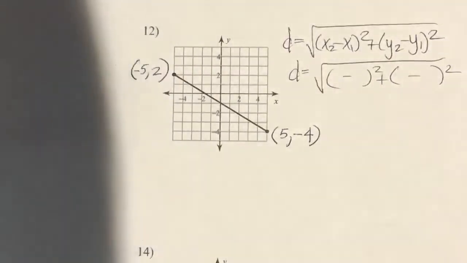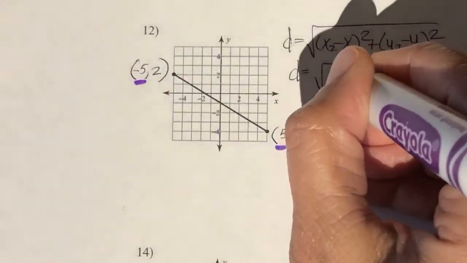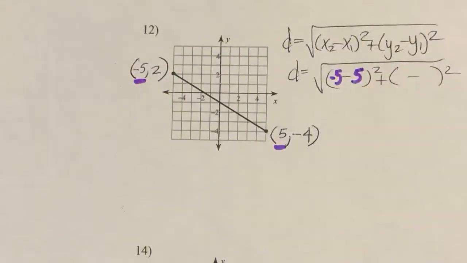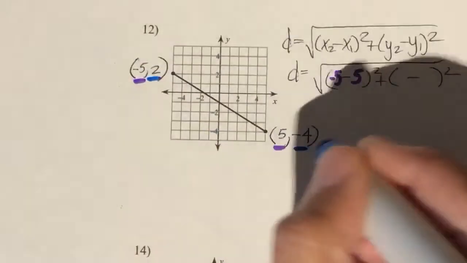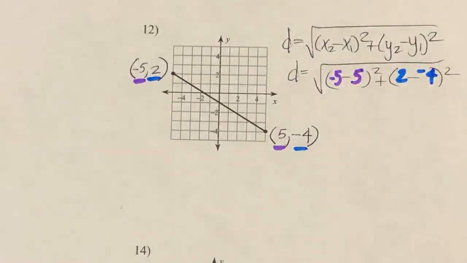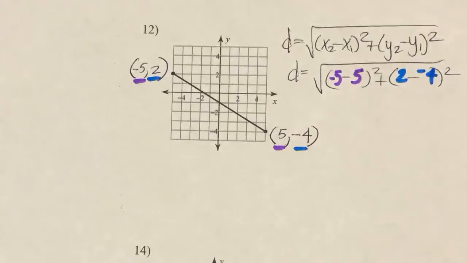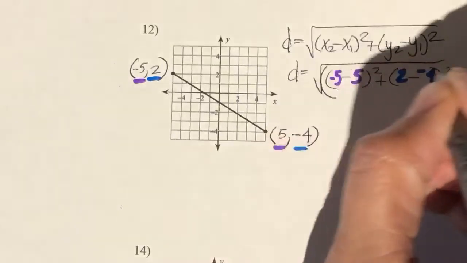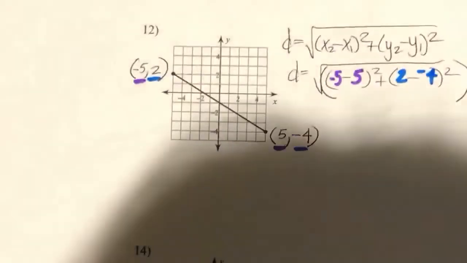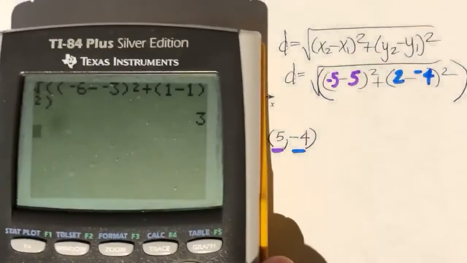My two X coordinates are -5 and 5, so I have -5 minus 5. And my two Y coordinates are 2 and -4. Okay, 2 and -4. So with that being said, I've got everything set up for distance. Now I'll show you how to do it in the calculator again. Let's put our big brackets around it and let's get back in the calculator.